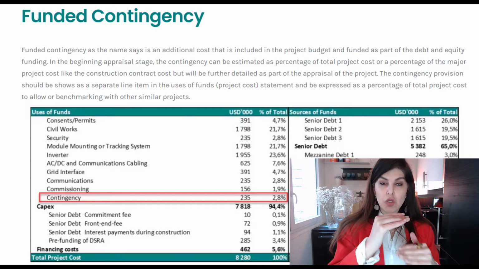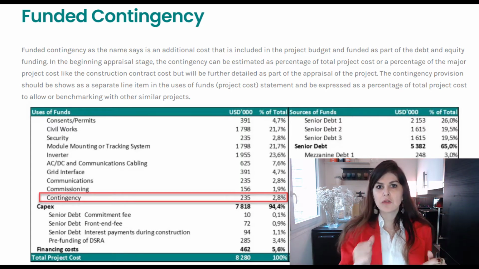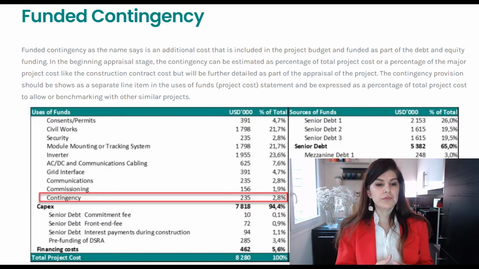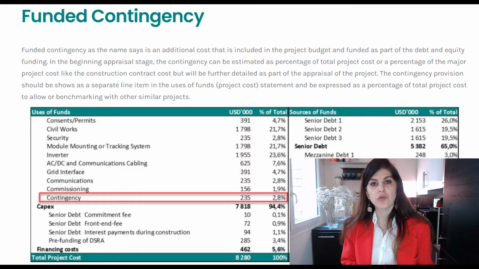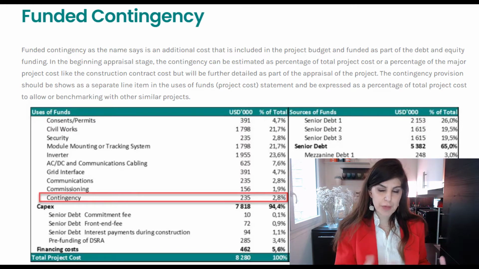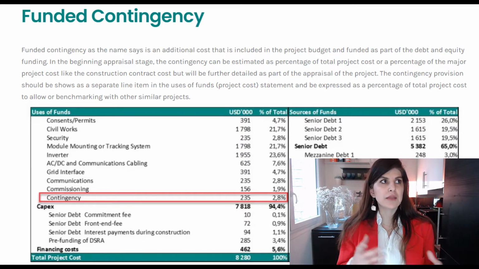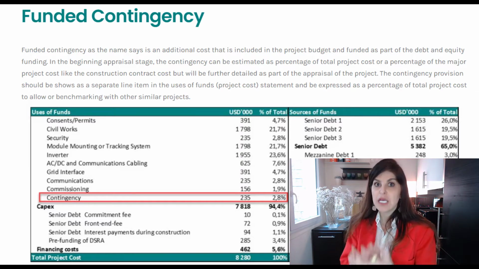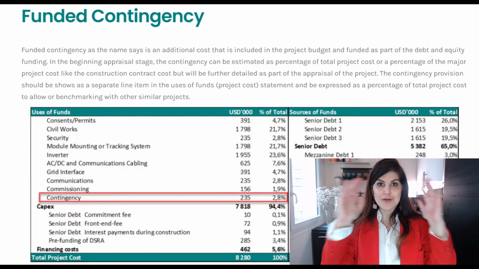Basically, in the uses of funds statement, there will be a contingency provision line so that lenders can identify that the sponsor has assumed a certain amount of money for unexpected events. And then the advisors and the technical advisors will come and evaluate whether this contingency provision is enough or not, with their perspective, with their risk appetites.